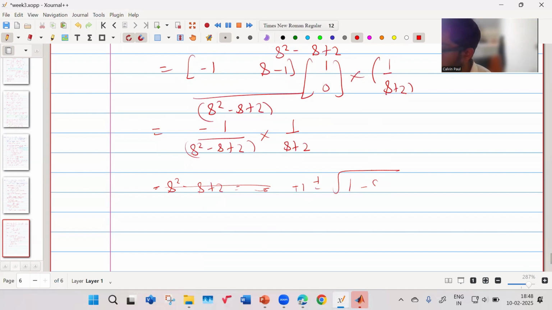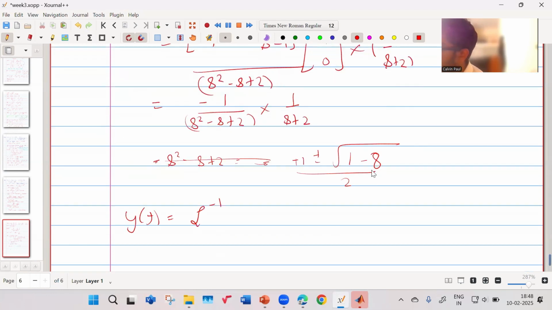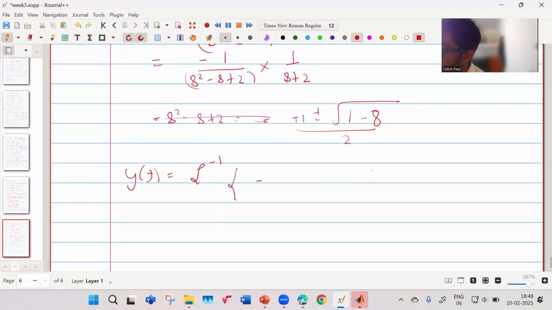Four AC, so minus 8. So actually it becomes imaginary and it is a bit complicated. So what our y of t is actually the inverse Laplace transform of this. So this is our y of t. Okay.